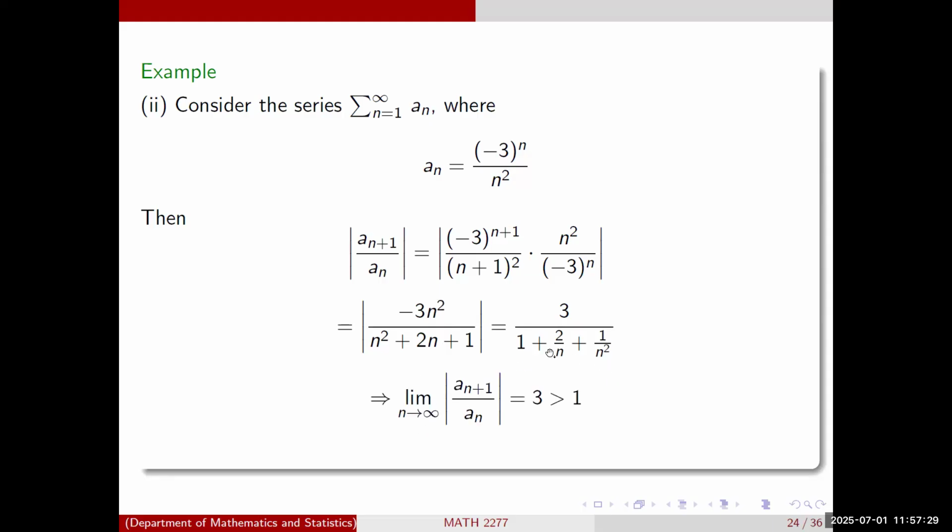And then when you take the limit as n goes to infinity, 2 over n is going to 0. 1 over n squared is going to 0. So all that you are left with is 3 on top and 1 below. So 3 divided by 1 is 3. So L is equal to 3. And since L is strictly bigger than 1, the ratio test tells me that this series is going to diverge. Okay, so by the ratio test, this series diverges.